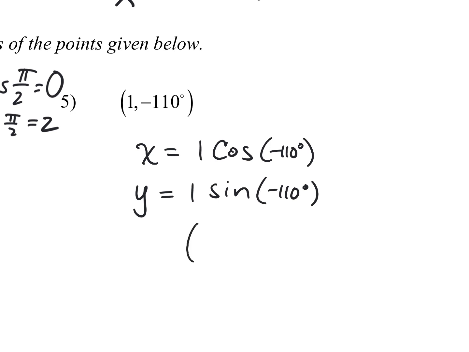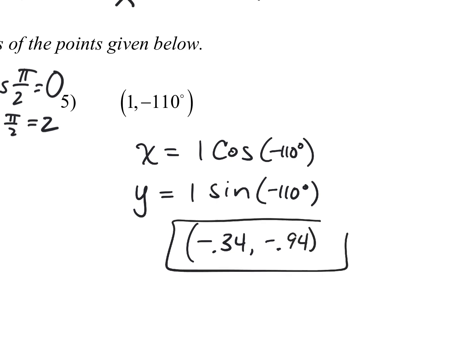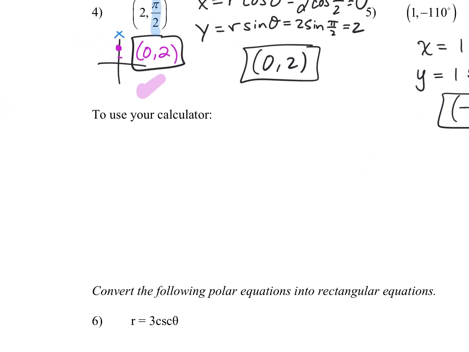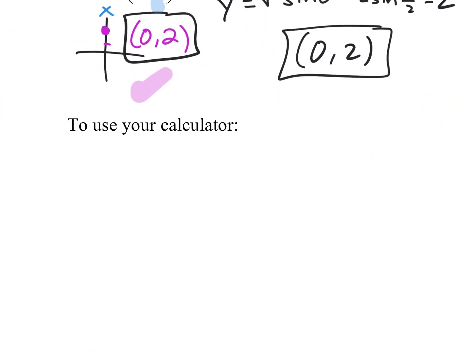And what we will find is that our rectangular coordinates are (-0.34, -0.94). Again, those values are coming directly from our calculator. They are just plugging in as we see them. To use our calculator, we can do this very same process. What we're going to use is the angle menu.